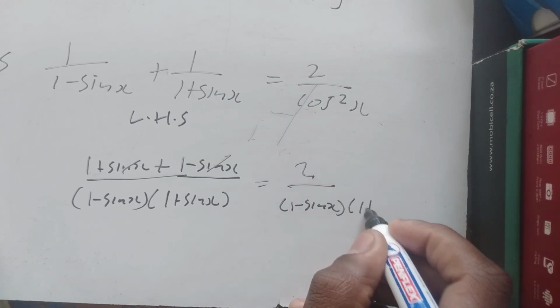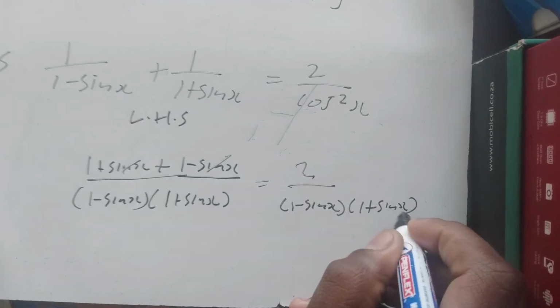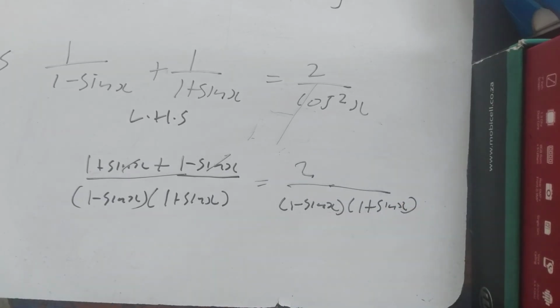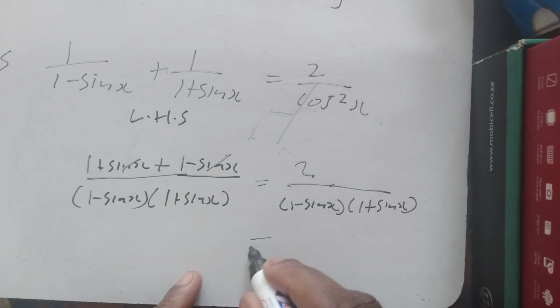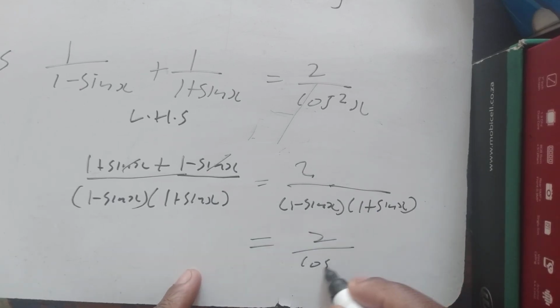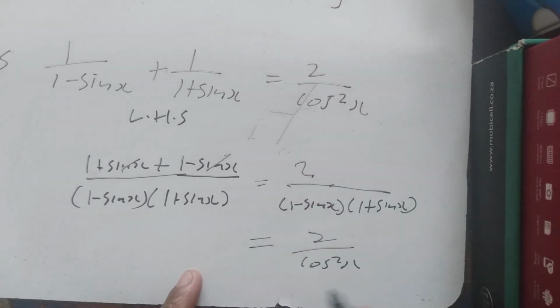If you look at the bottom, you realize it's the difference of 2 squares. If you don't realize that, no problem, just multiply. We will eventually have cos squared, and then this is exactly equals to the right hand side.